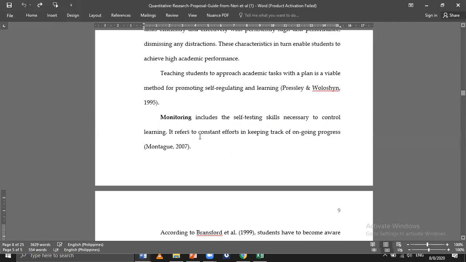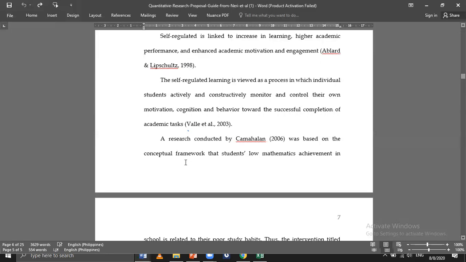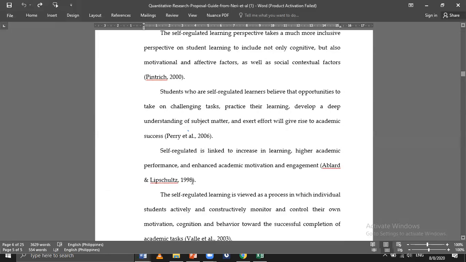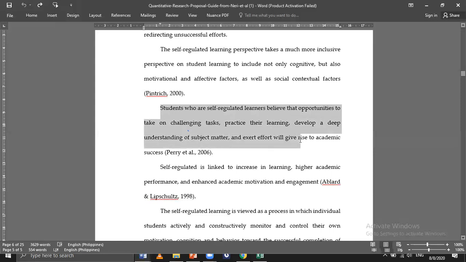Now, let me give you one trick on how to get, for example, 250 RRLs. You can have a maximum of five authors, studies, or citations in one idea. Let's say, for example, students who are self-regulated learners believe that opportunities to take on challenging tasks, practice their learning, develop a deep understanding of the subject matter, and exert effort will give rise to academic success. And this idea or concept is from Perry et al.